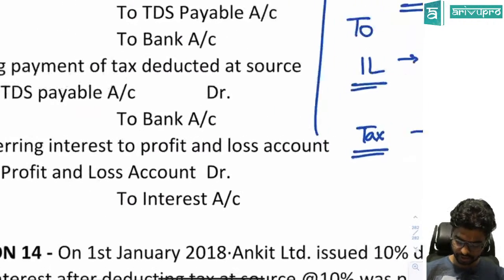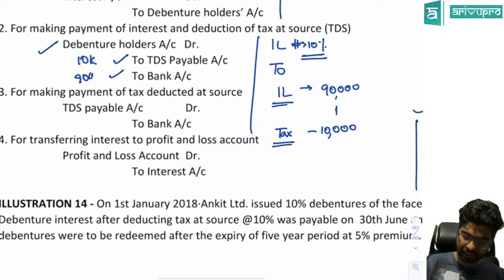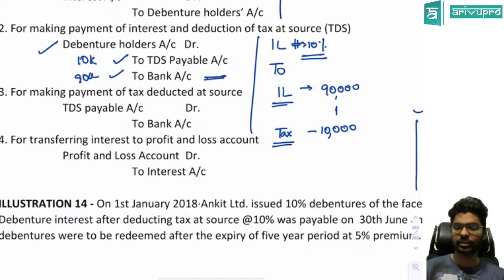So the journal entry becomes: debenture holders account debit, to TDS 10k, to bank account 90k. The debenture holder will only be getting 90,000, and this TDS payable you will be remitting to the government on the given due date. Are you guys clear with this?